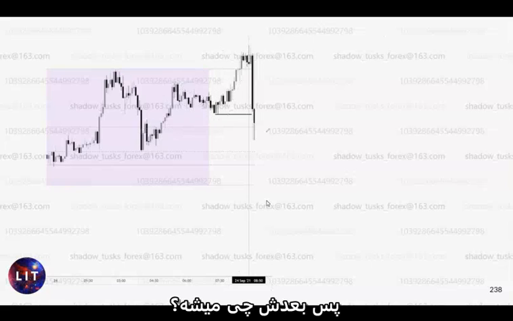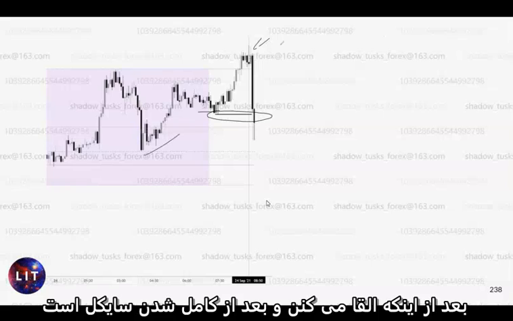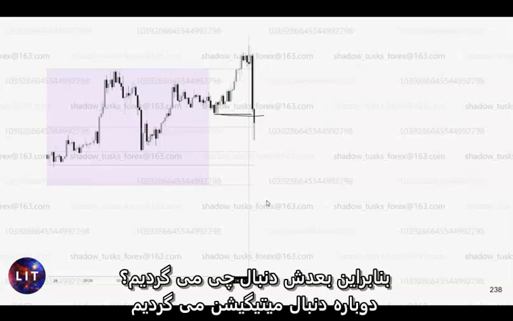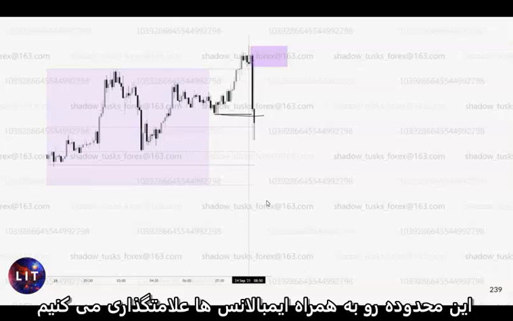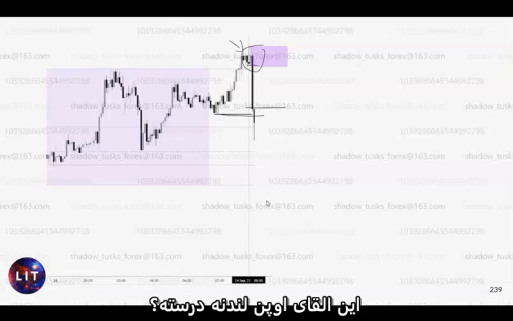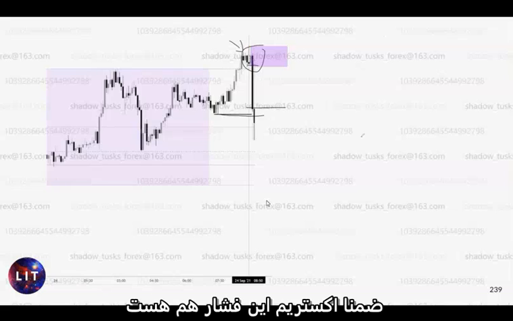So guess what happens next? After the inducement, after the cycle is done, this is the internal break of structure. So what we're looking for next, again, is mitigation. We're marking out this zone with the imbalances. Huge imbalances here. That is the inducement from London open, right? Awesome. Also the extreme of the push.